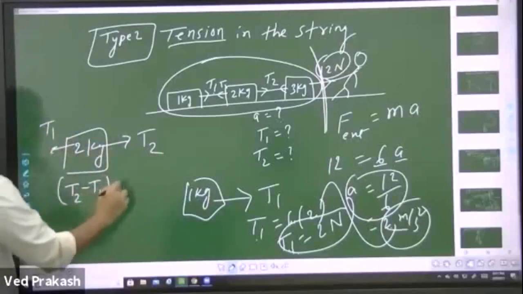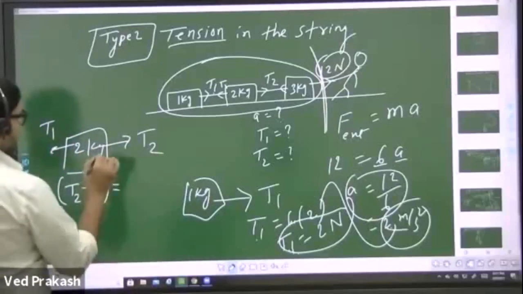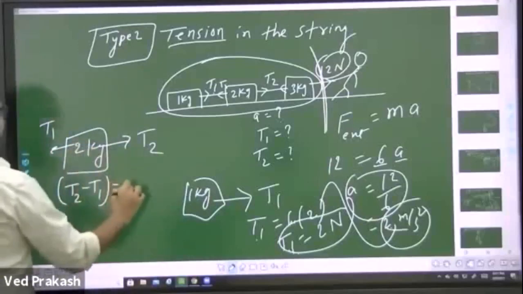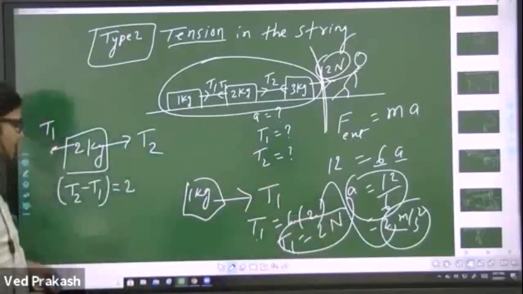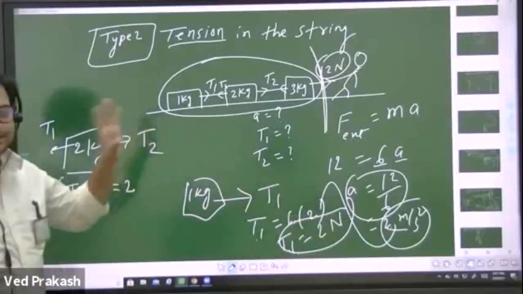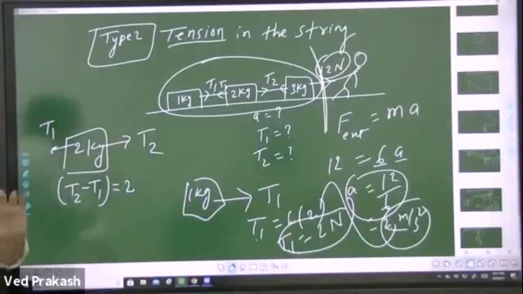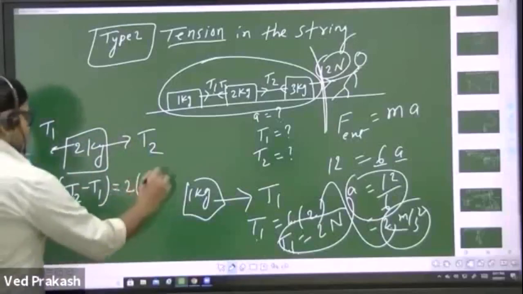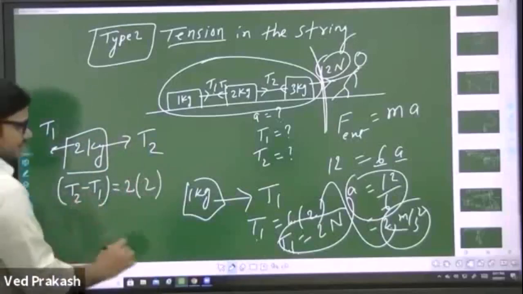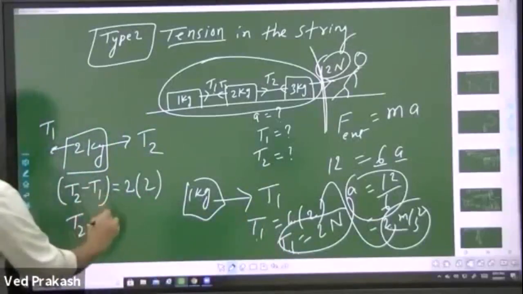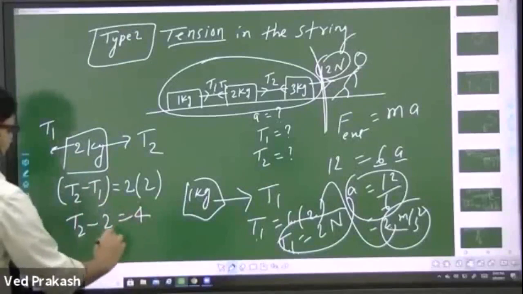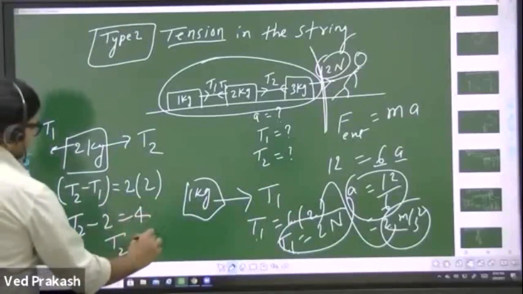According to Newton's second law, the total force acting on any block is equal to mass times its acceleration. Its mass is 2 and the acceleration of the 2 kg block is the same as the acceleration of this system, which is 2 meter per second square. We have already calculated T1 as 2 Newton. So T2 minus 2 equals 4, so T2 equals 4 plus 2, which is 6.